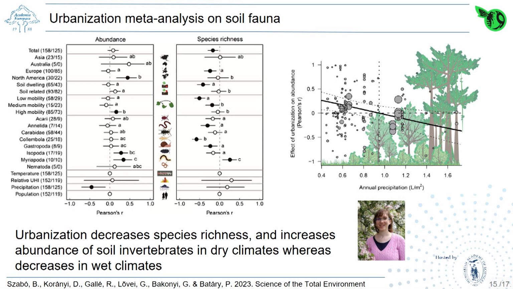With her, we focused on soil fauna. On the left side, you can see the forest plot of abundance. On the right side, the species richness. So we found some positive effects on given groups in case of abundance, and a couple of negative effects on species richness, depending on which taxonomic group or based on their mobility, etc.